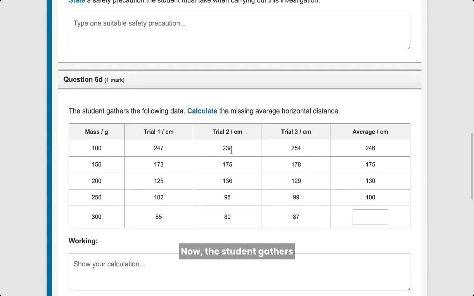Now the student gathers the following data. Calculate the missing average horizontal value. Remember, your IV is the mass, and the distances for the trials are taken in centimeters, and they are expecting you to take an average here.